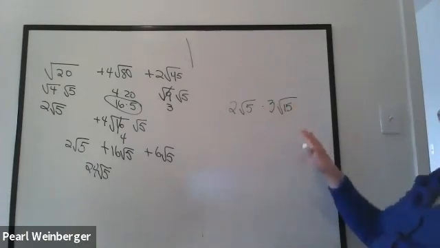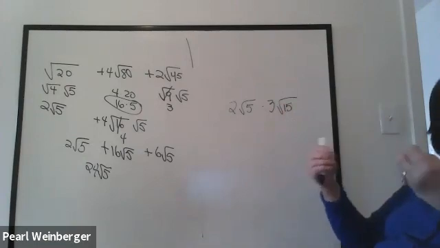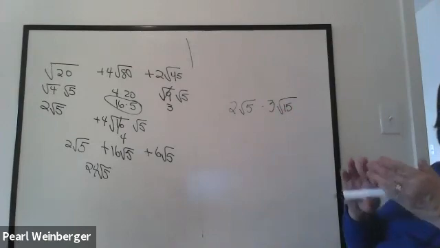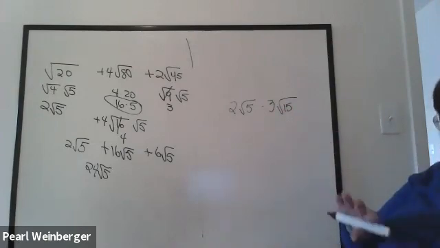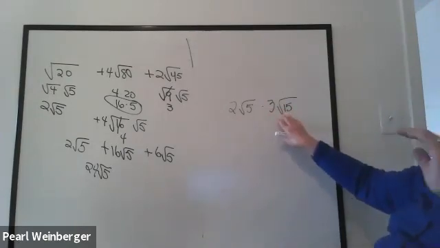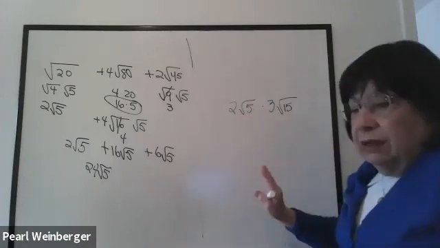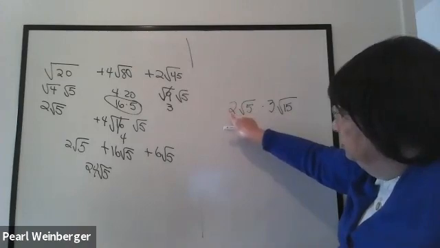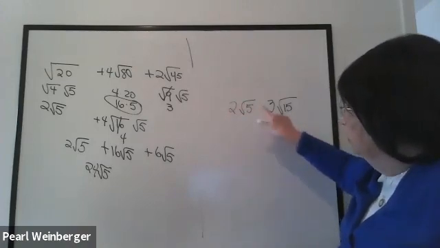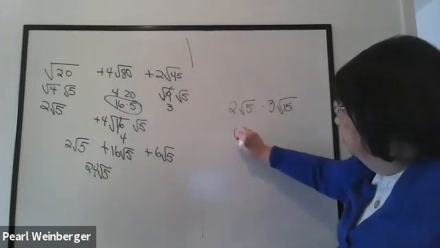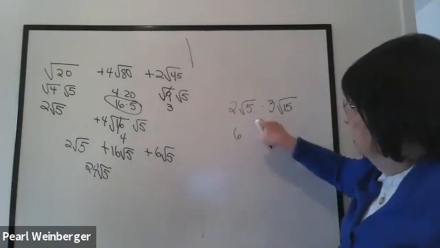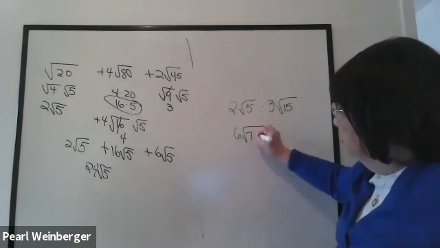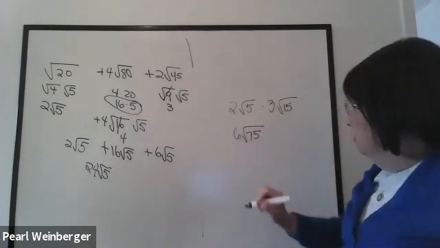For multiplication, just like you don't need like terms to multiply, you can multiply an x times a y, here you can multiply the radicals even if they're not like radicals. And the way you do it is you just multiply the numbers that are in front, the coefficients. 2 times 3 is 6. And the numbers inside, 5 times 15. And you get 6 radical 75.